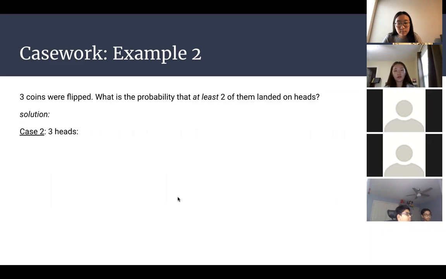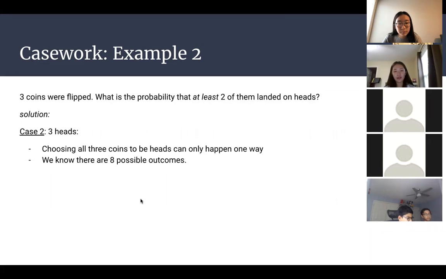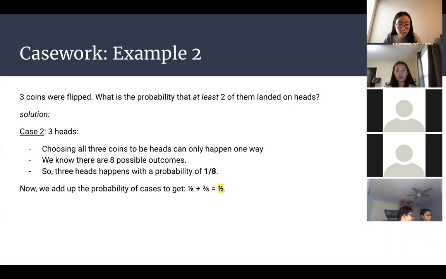And then for our second case, where everything is heads, we know that there's only one way that all the coins will be heads. So then we also know that there's 8 possible outcomes. We just calculated it. So the probability is 1/8. So now we add them up to get 1/2.